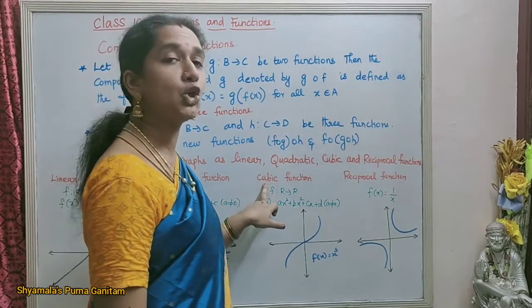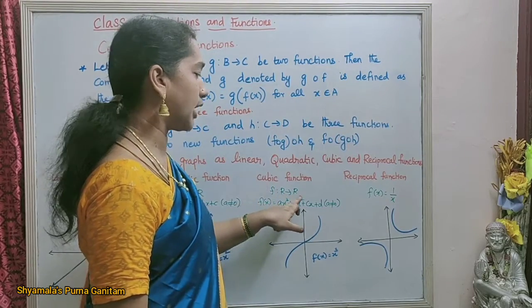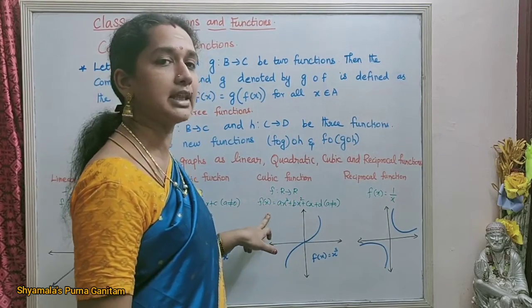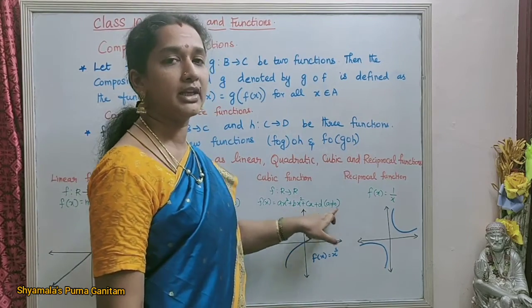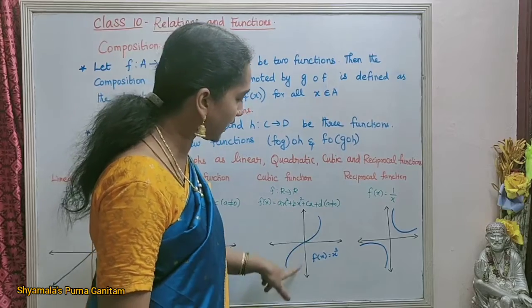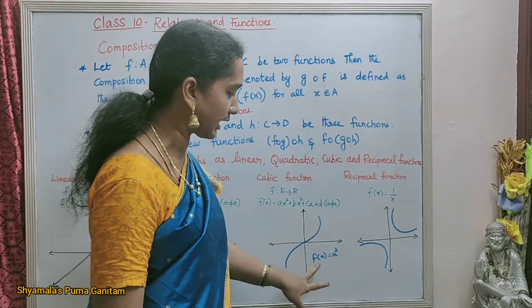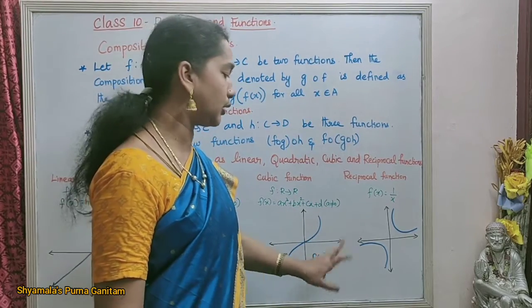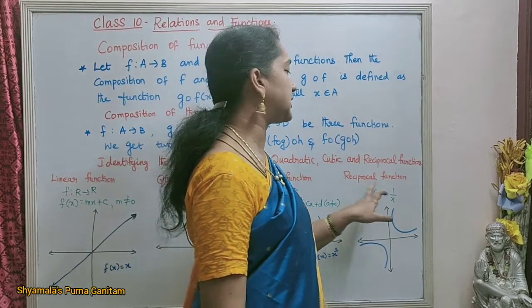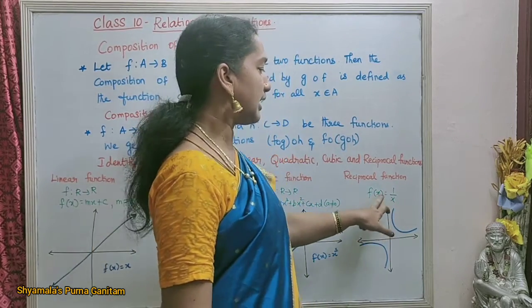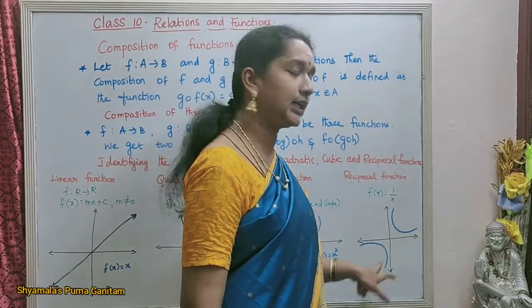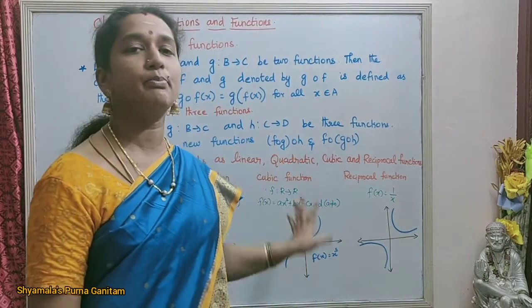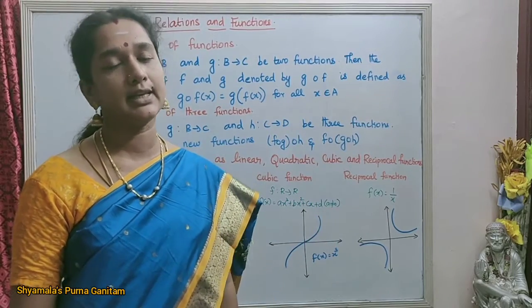Then the next one is the cubic function. A function from R to R is defined, then f of x equal to ax cube plus bx squared plus cx plus d, where a not equal to 0. For that we will get a graph like this. This graph is for f of x equal to x cube. Then the last one is the reciprocal function, that is f of x equal to 1 by x. We will get a graph like this. Based on these we will be doing the exercise sums.